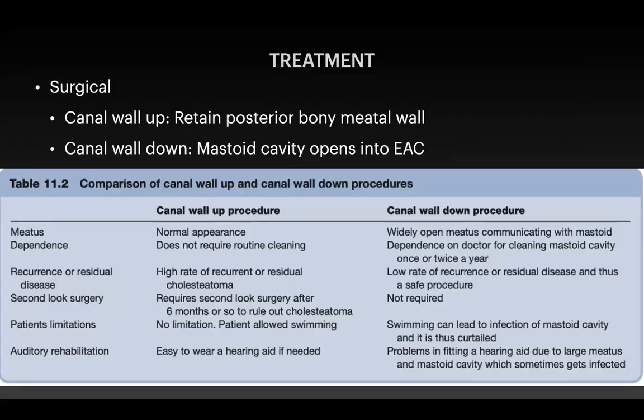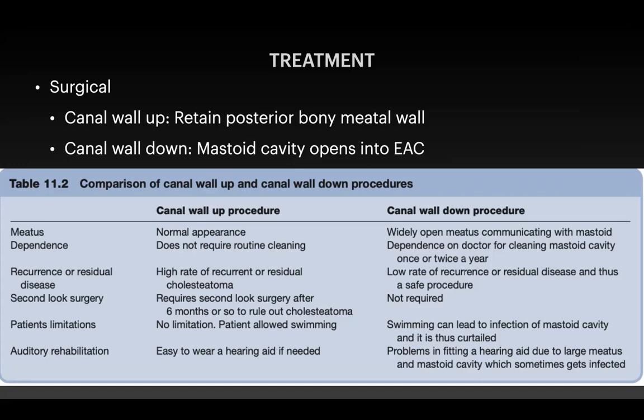Surgical treatment can be divided into canal wall up or canal wall down. Canal wall up is when the posterior bony meatal wall is retained, and canal wall down is when the mastoid cavity opens into the EAC. The table below shows the comparison between these two procedures. Let's look at canal wall up procedure first. The meatus will have a normal appearance. It does not require routine cleaning but has a higher rate of recurrent or residual cholesteatoma. It requires second look after 6 months or so to rule out cholesteatoma. Patient has no limitation and is allowed swimming. And lastly, easy to wear hearing aid later if needed.